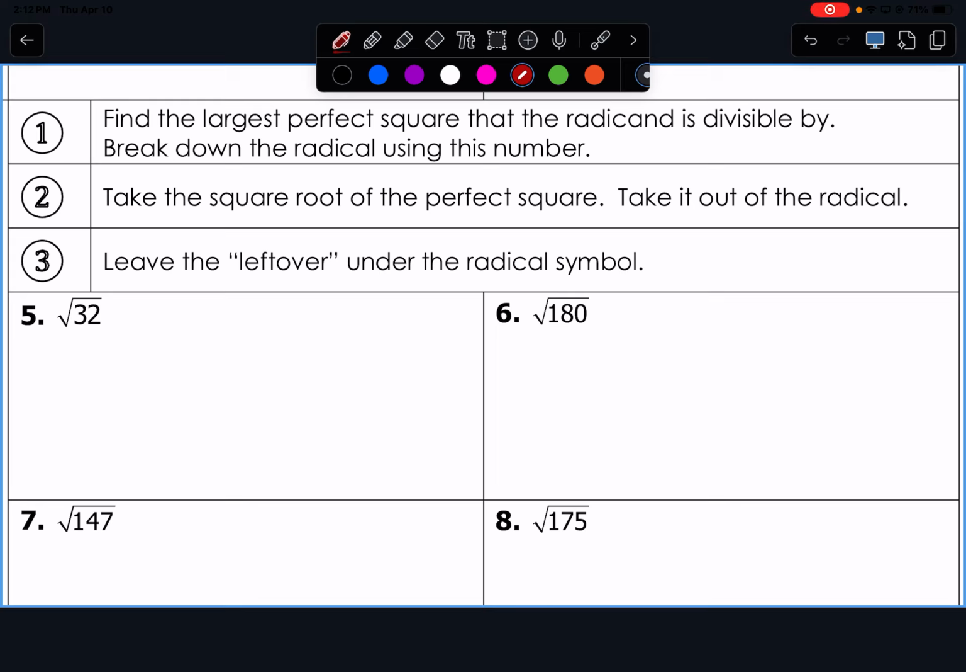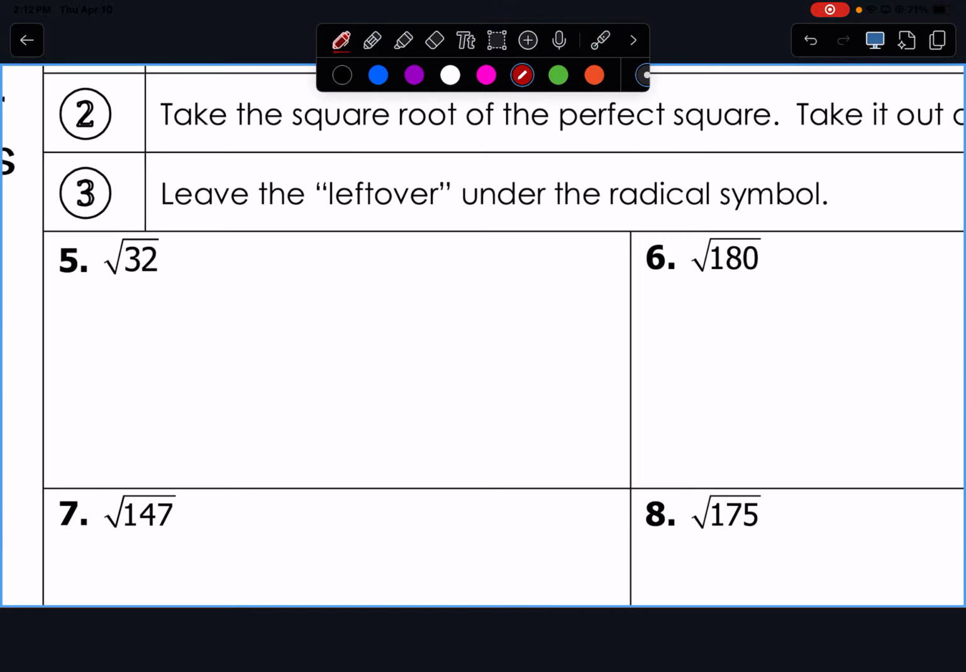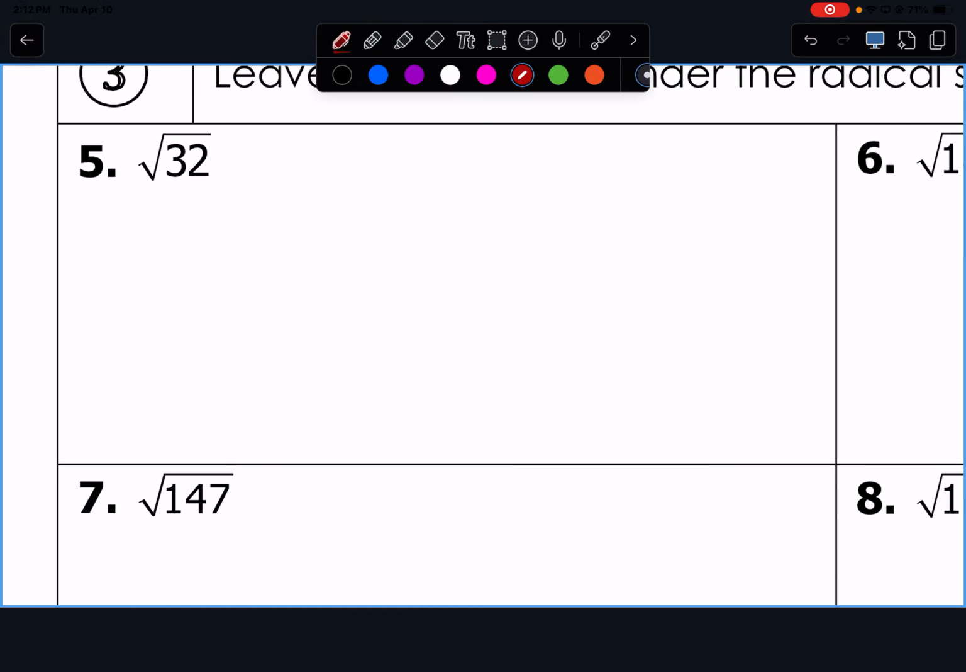But before we do that, we have to simplify them. So what we have to do is figure out the biggest perfect square that the number underneath our radical is divisible by. So for number 5, what is the biggest perfect square that 32 is divisible by? 32 is not divisible by 25. 16. Because 32 divided by 16 is 2.